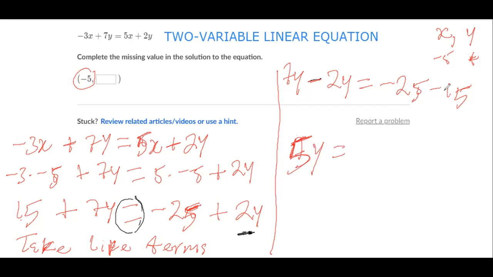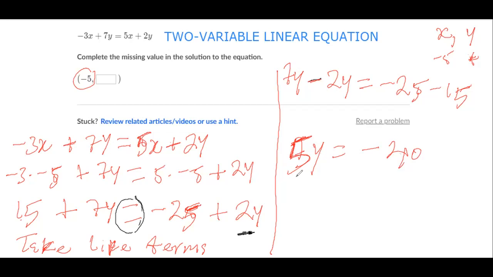Because you are owing: you owe 25, you owe 15. It's going to be minus $40. So how do we know what y is? For us to know what y is, we have to divide both sides by the coefficient of y, because y is a variable. 5 right here is the coefficient of y. In math we call it the coefficient. We're going to divide both sides by the coefficient of y.